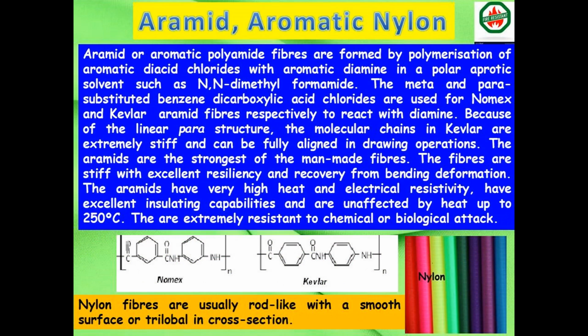Aramid or aromatic nylon. Aramid or aromatic polyamide fibers are formed by polymerization of aromatic diacid dichloride with aromatic diamine in a polar aprotic solvent such as N,N-dimethylformamide. The meta and para substituted benzene dicarboxylic acid chlorides are used for Nomex and Kevlar aramid fibers respectively to react with diamine. Because of the linear para structure, the molecular chains in Kevlar are extremely stiff and can be fully aligned in the drawing operation.